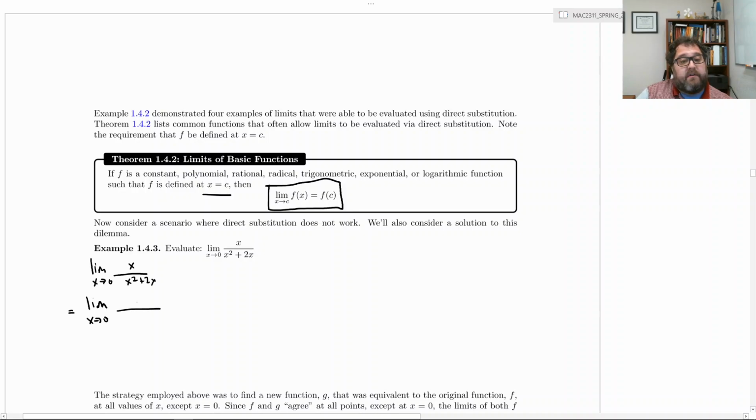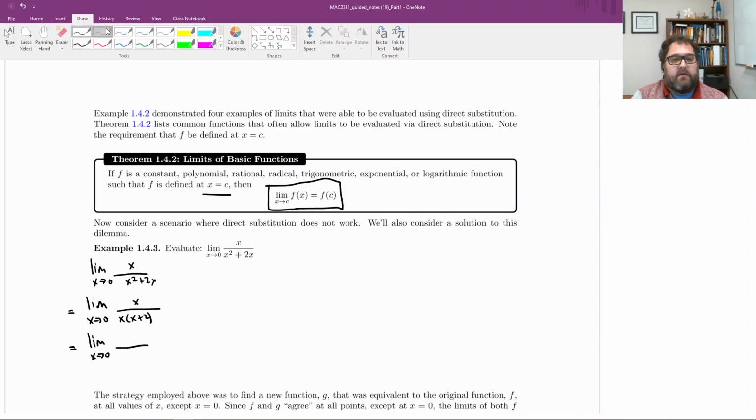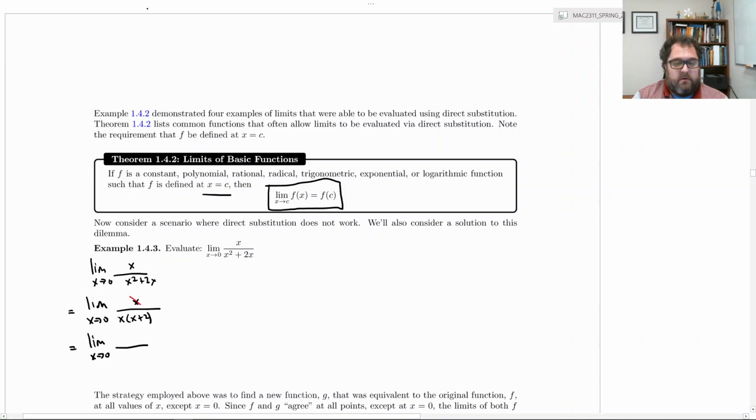Let's try to factor the denominator. If we try to factor it, we get what? We factor x out. We get x plus 2 like that. Are those two denominators equivalent? Yeah. If we try to distribute, we would get x squared plus 2x. So yeah. But now notice what you can do. Now we have a factor of x on the numerator and a factor of x on the denominator, and we can cancel them out. Here, I can do this.